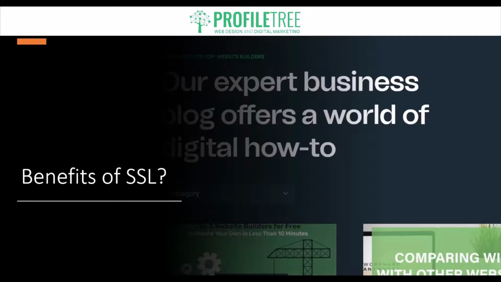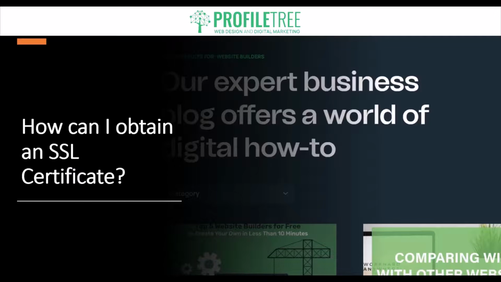This can be especially important for e-commerce websites where users are required to enter sensitive information in order to make a purchase. Now, if you were looking to obtain an SSL certificate, it's easy enough to do so. They are actually issued by certificate authorities, so that's the only way you can get them. They are a trusted third-party organization that verify the identity of the website owner and of course issue the certificate.